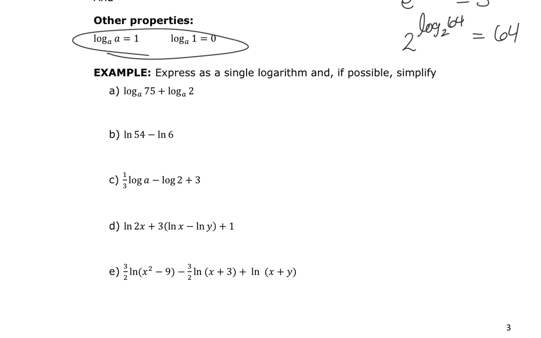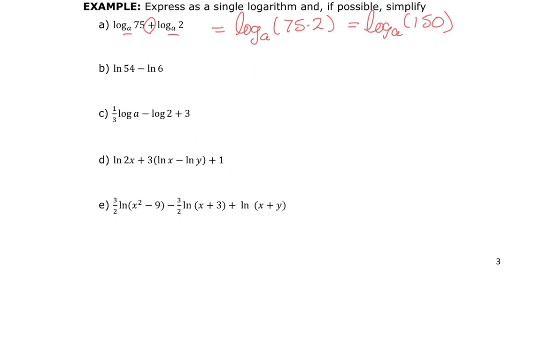Now what I'm going to do is I'm going to bring these back together. We spent time expanding, now let's condense this. First thing I want to do is make sure that my bases are the same and I pay attention to what's going on between them. They're both base a, and that's a plus. That means this will be the log base a of 75 multiplied by 2, or the log base a of 150. These are the same base, and it's a subtraction going on between them, so this is equal to the natural log of 54 divided by 6, which is 9. This is the natural log of 9.